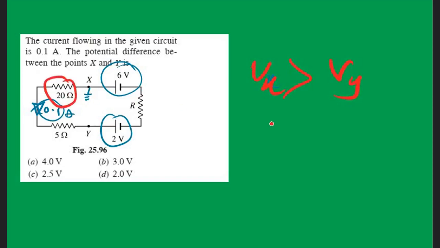I'll apply V equals IR for 20 ohms, that's 20 into 0.1, I'm getting 2 volt. Again apply V equals IR for 5 ohms, 5 into 0.1, 0.5. So these two are in series, 2 volt plus 0.5 volts, 2.5. The potential at Y has to be 2.5. This question is quite easier. The potential difference between the points X and Y is 2.5, right.